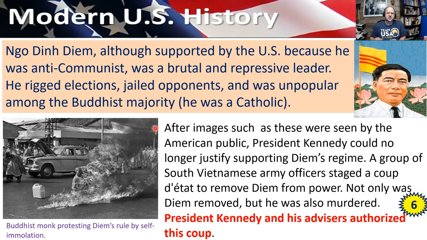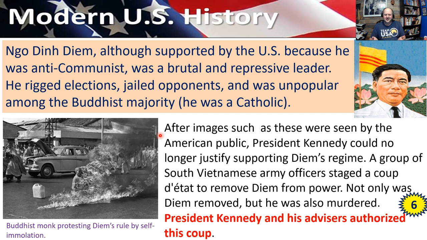So after images such as this were seen by the American public, President Kennedy could no longer justify supporting Diem's regime. So a group of South Vietnamese army officers staged a coup d'etat to remove Diem from power. So not only was Diem removed, but he was also murdered. So Diem's out. He's dead. And that was supported by the United States.